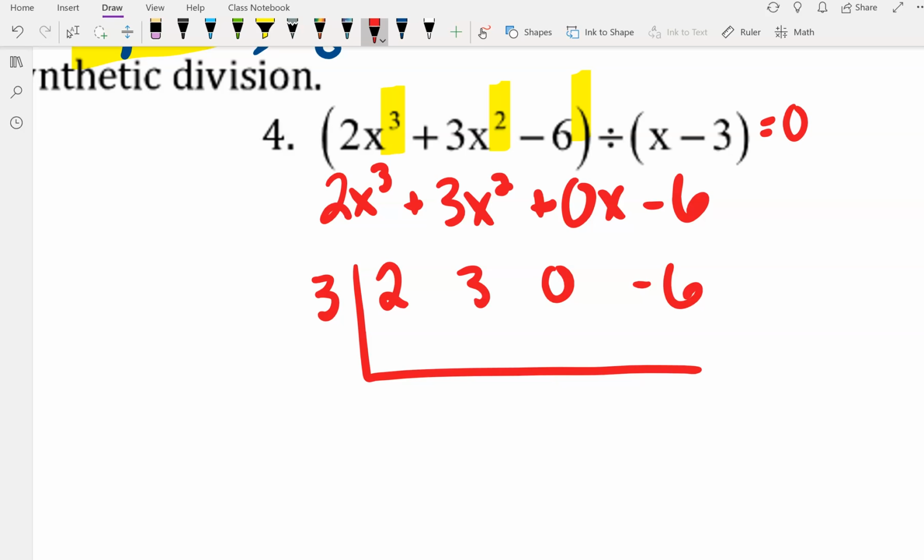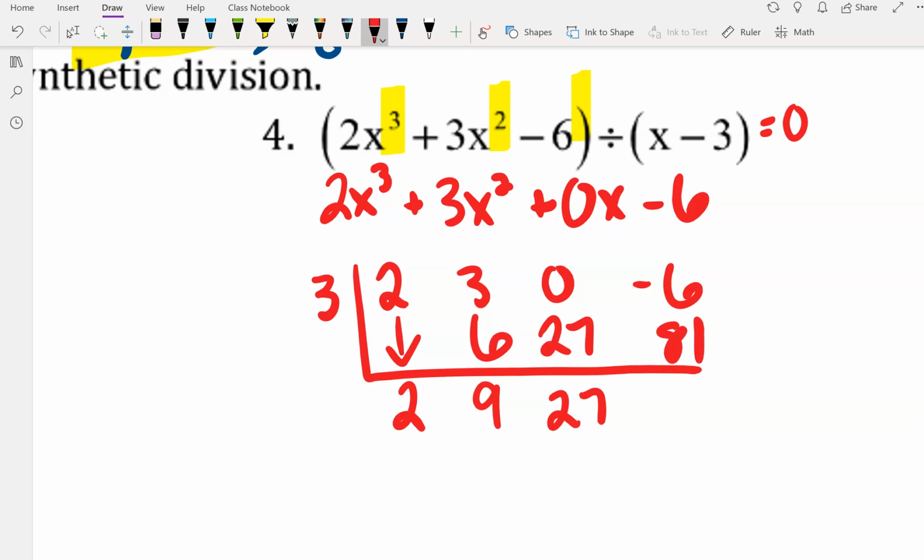And then you can pause the video if you want and actually do this process. See if you know how to do it. Or you can just continue watching me. Bring the 2 down, multiply, add straight down, multiply, add straight down, multiply, add straight down, which should be 75.